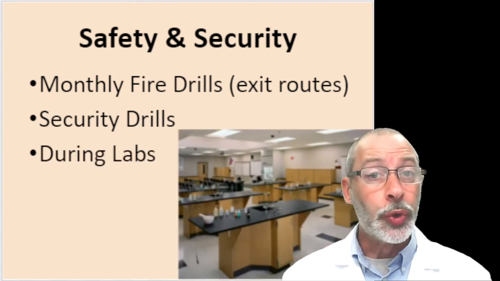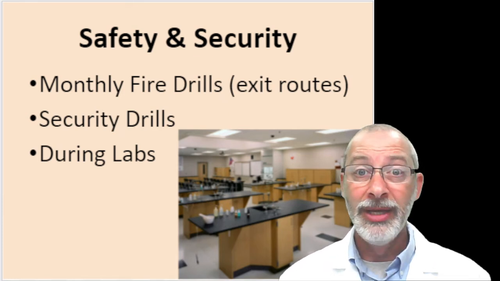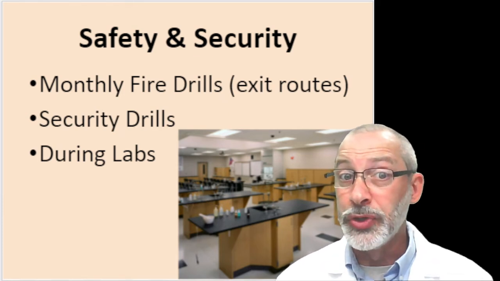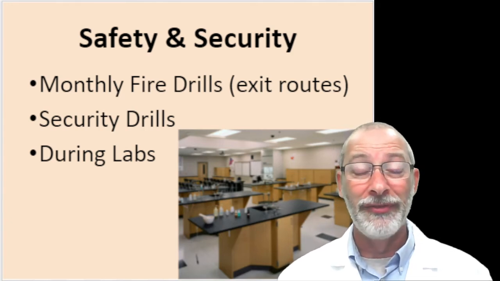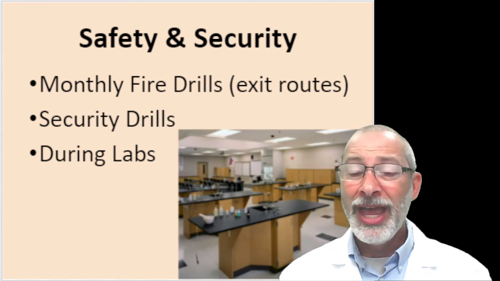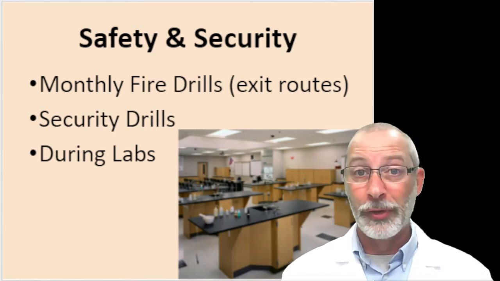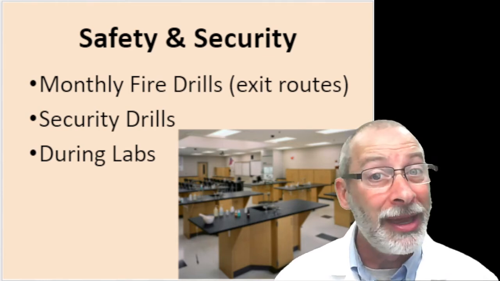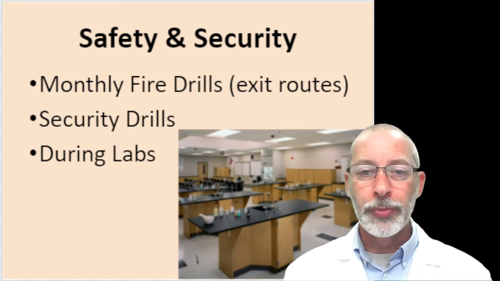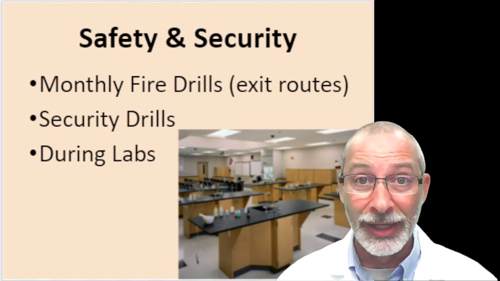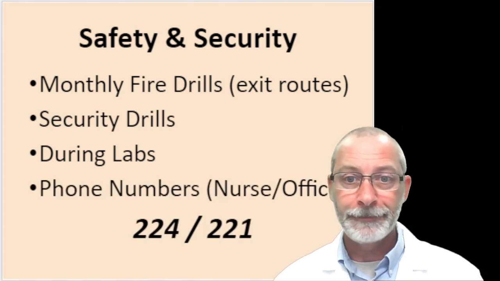Now, if these drills happen during a laboratory activity, if we're dealing with chemicals or a Bunsen burner, your first priority is to take your hands off of the chemicals, make sure they're safe, and make sure that the Bunsen burners are turned off before we leave for a fire drill, or the drill may turn into an actual emergency. We don't want that happening. So your first priority during a lab activity is to make sure your lab table is safe before you leave.